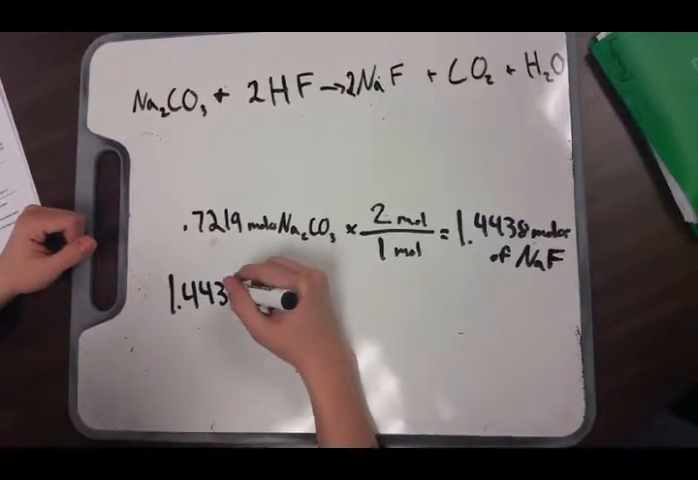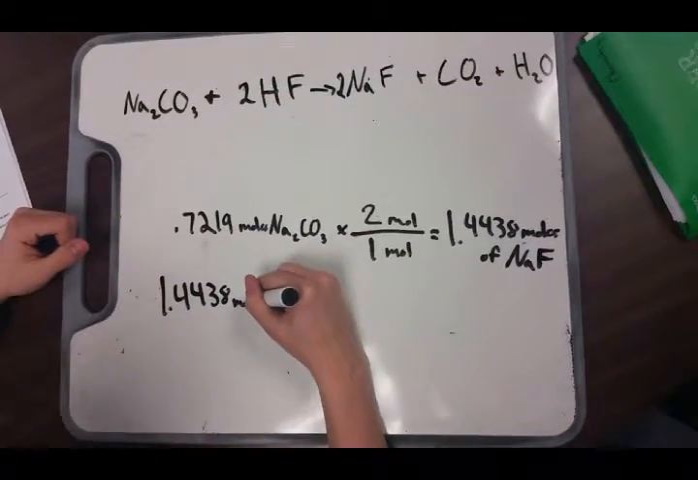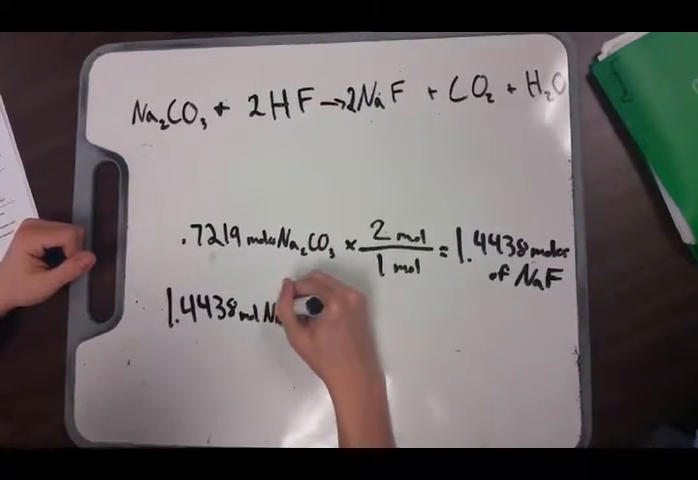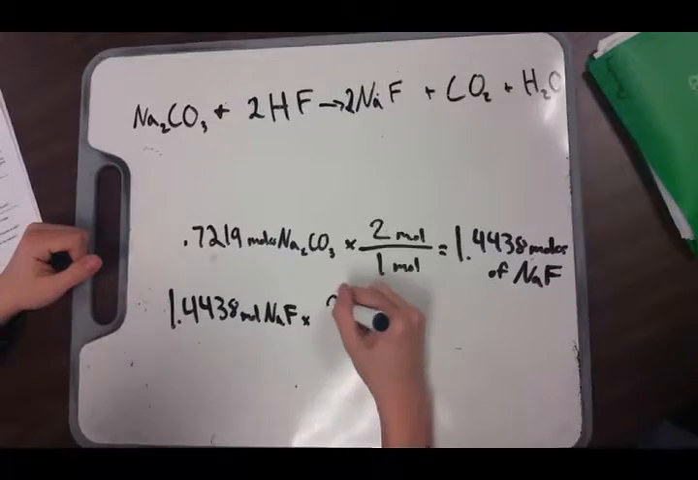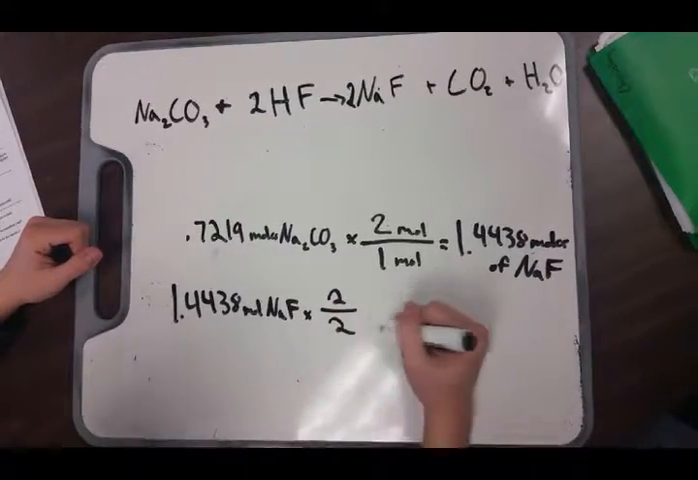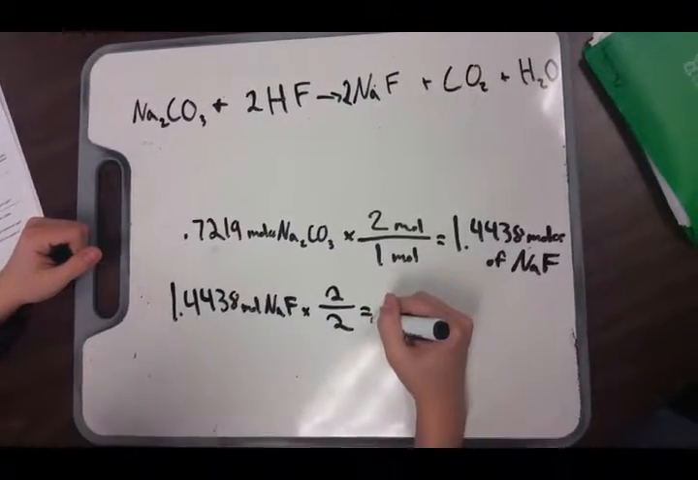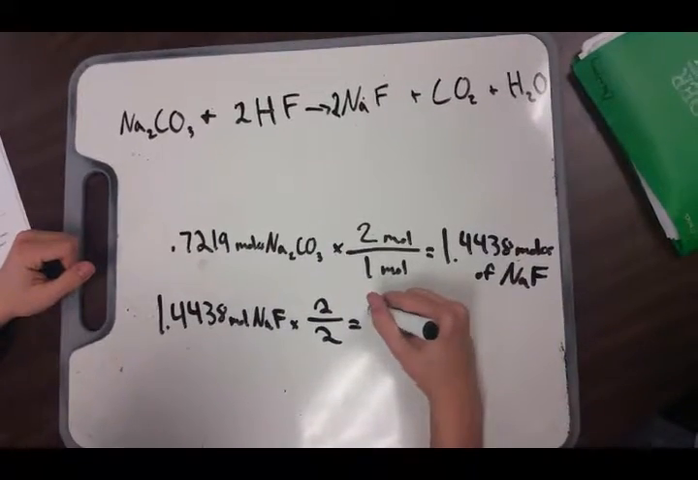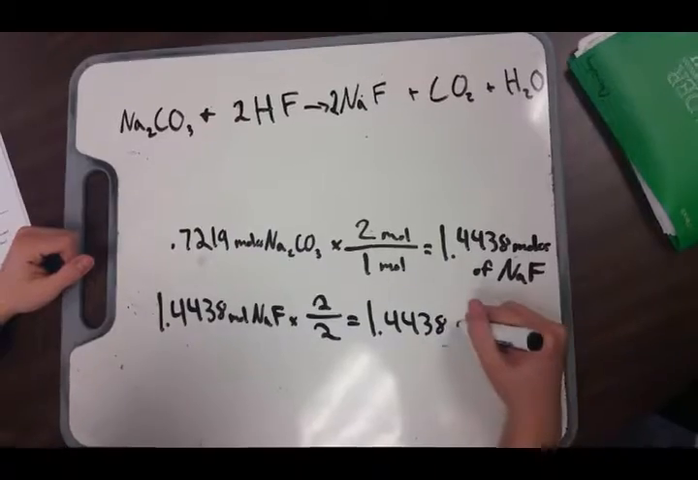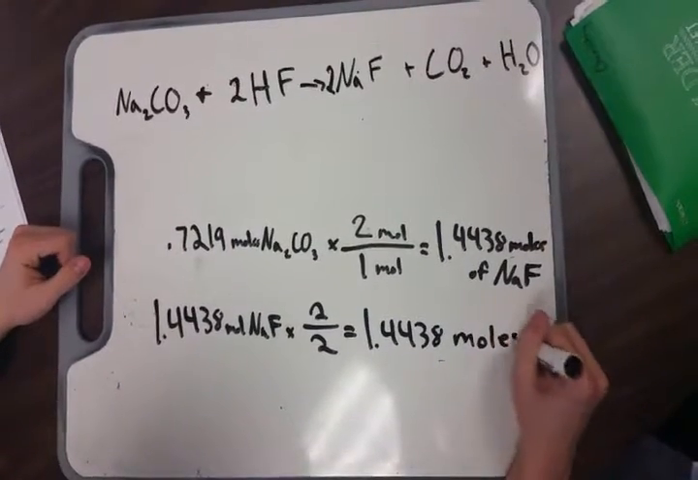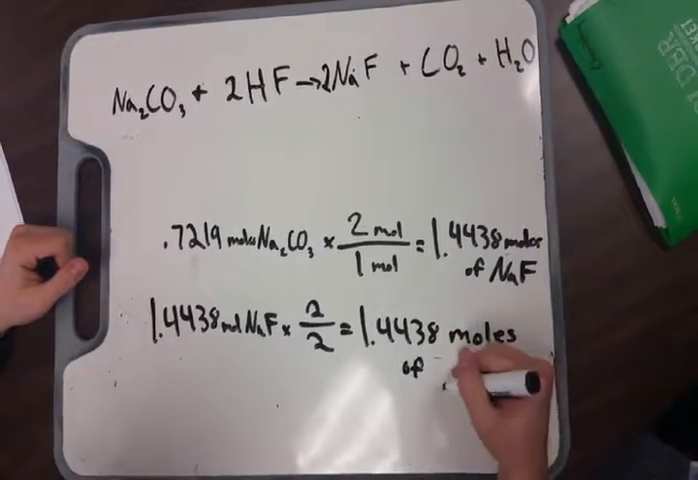The last thing we have to do for this question is answer part C, which is, what is the mass of the excess reactant that did not react? So we want to take our 1.4438 moles of sodium fluoride and multiply it by the mole-to-mole ratio of sodium fluoride to hydrofluoric acid, which is a 2:2 ratio, and which should just give us 1.4438 moles of hydrofluoric acid.